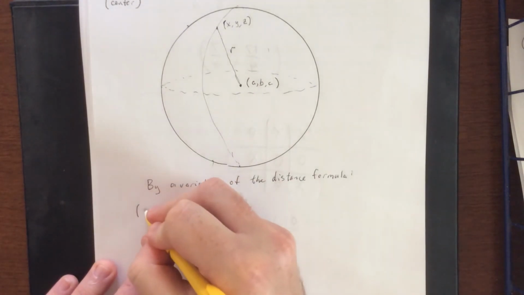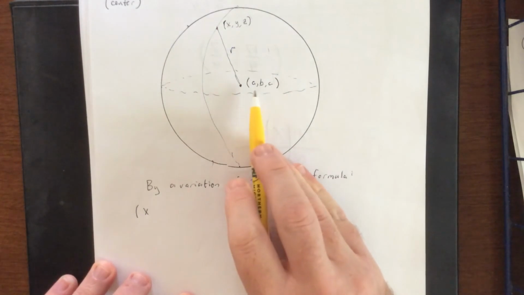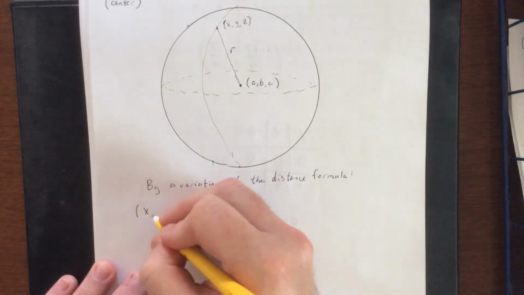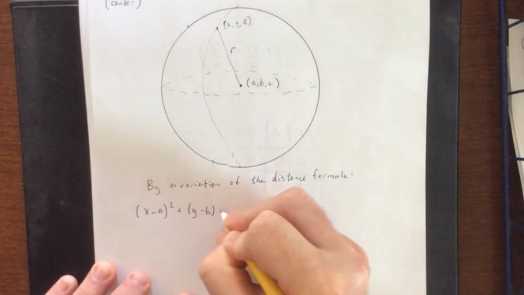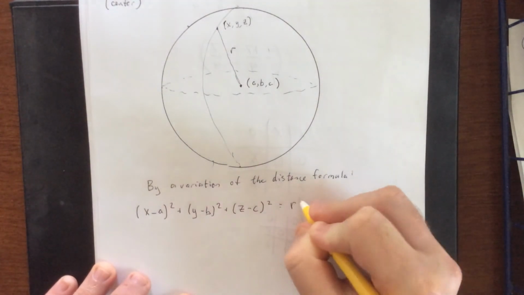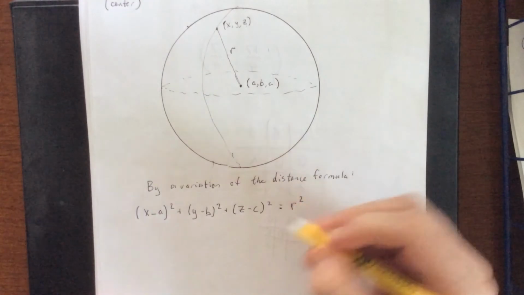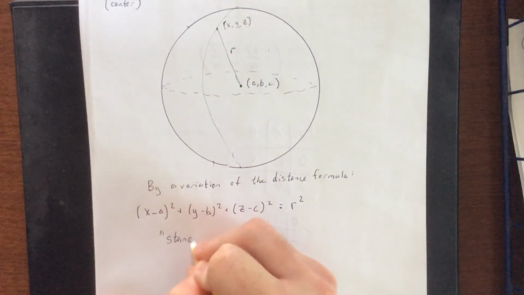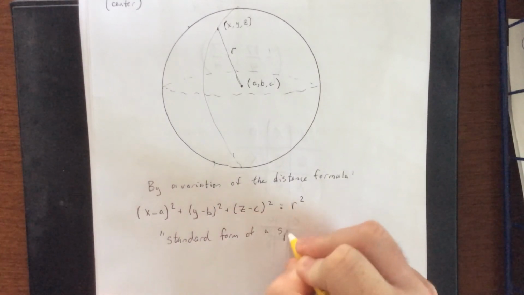So, the change in x will define these 3 points as our x2, y2, z2, and these points as our x1, y1, z1. So this will be (x - a) squared plus (y - b) squared plus (z - c) squared is equal to our radius squared. Normally for the distance formula we would take the square root of both sides and just have a big old radical on this side, but we're not going to worry about that. So this is known as the standard form of a sphere.